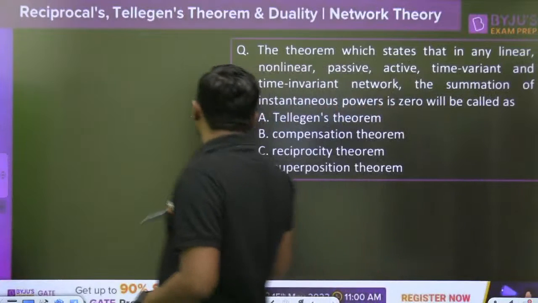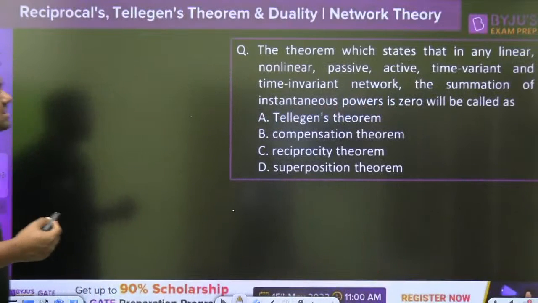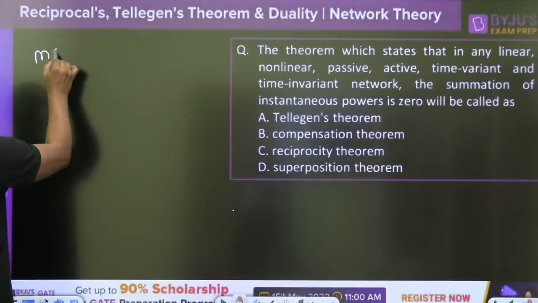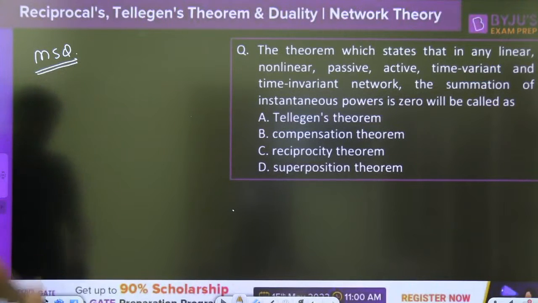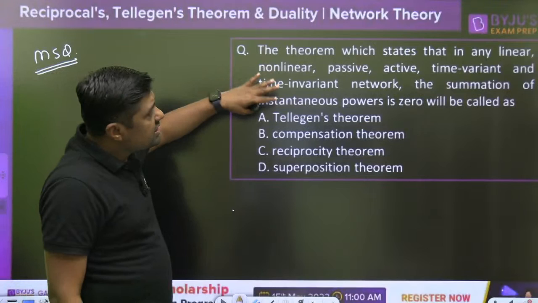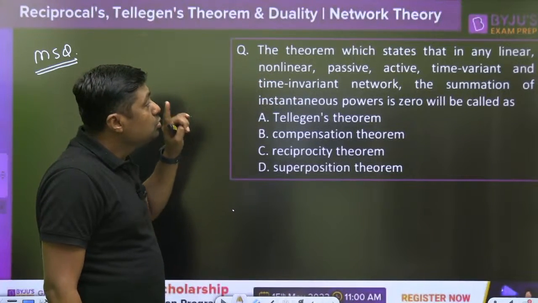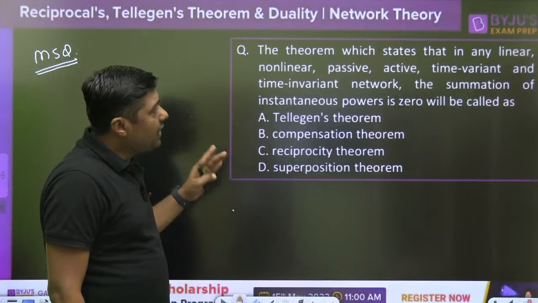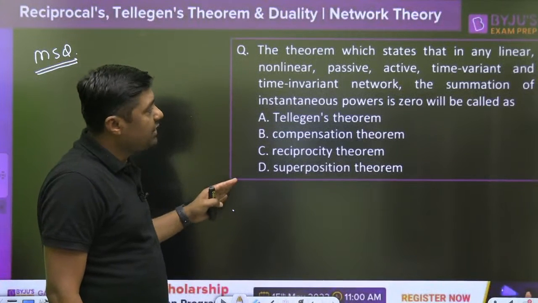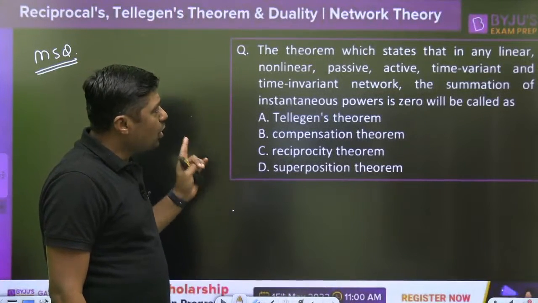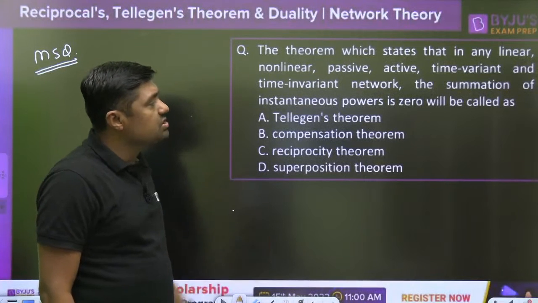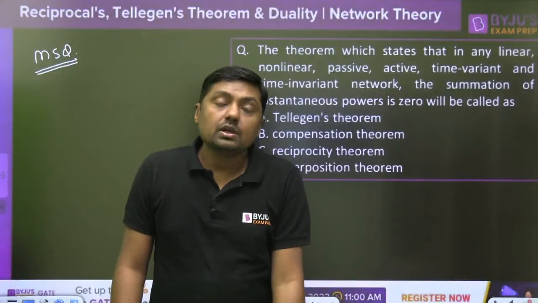Everyone give me the answer for this question. This time we can get MSQ also, multiple select question, in the GATE exam. Okay, so watch this question. The theorem which states that in any linear, non-linear, passive, active, time variant, time invariant network, the summation of the instantaneous power is zero will be called as.